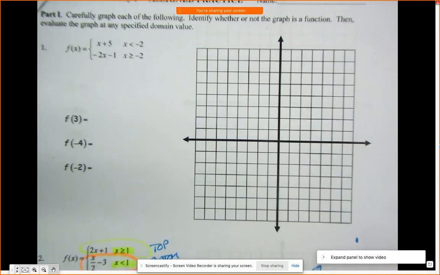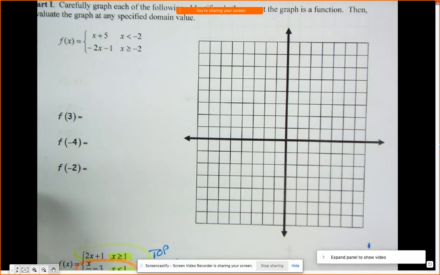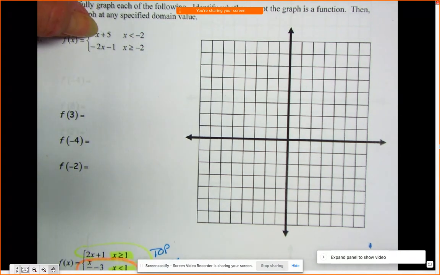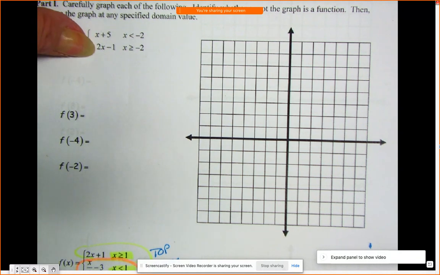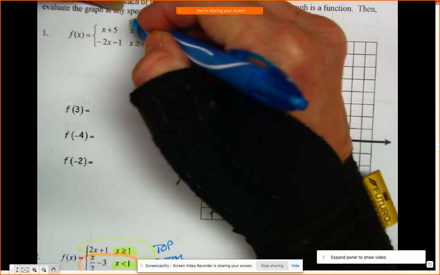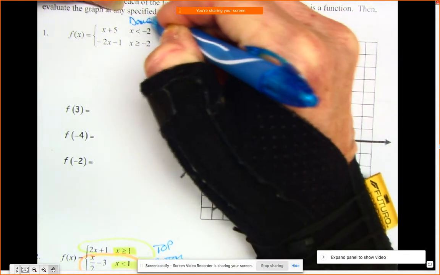Okay, first thing I want to do is find our boundary line. So we look at our domain. Remember, these are the equations. And that means that f of x can either be this equation or this equation. It just depends on what the value of x is. And then that's when we look at the domain to find out which equation I should use to evaluate.